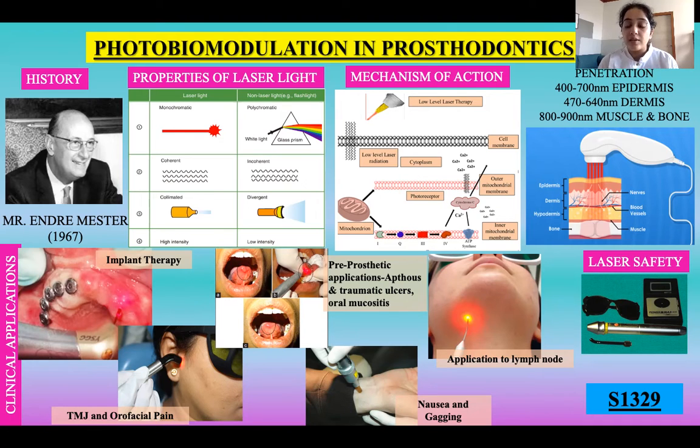Low level laser therapy mainly operates in the red to near infrared region of wavelength. For soft tissues like epidermis and dermis, the wavelength is 400 to 700 nanometers, and for muscle and bone, it is 800 to 900 nanometers.